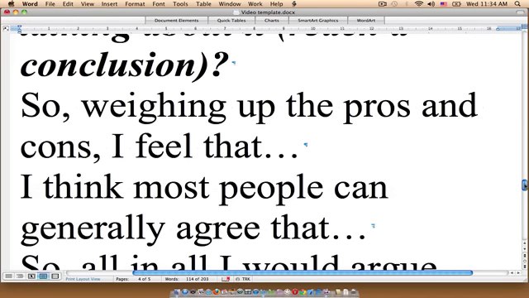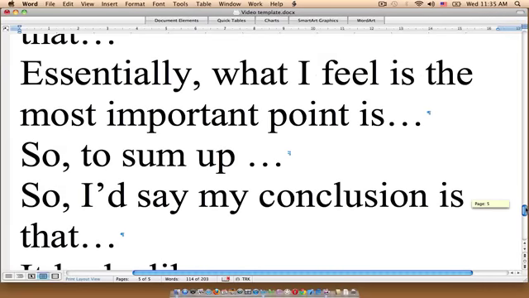So all in all, I would argue that... Essentially, what I feel is the most important point is... So to sum up, and that is a helpful phrase.